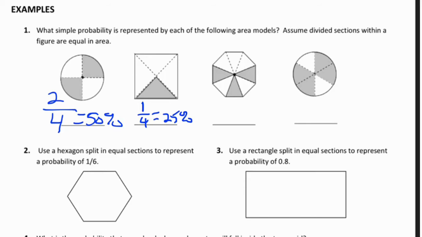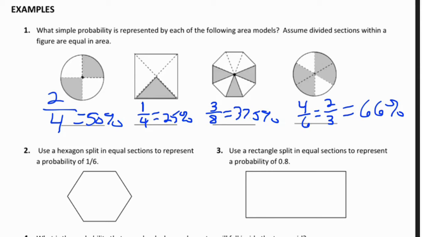Now here we have an octagon, and it has 1, 2, 3, 4, 5, 6, 7, 8 equal sections, and 3 of those are colored. So there's going to be a 3 out of 8 chance that you're going to hit one of the shaded areas. 3/8 as a decimal is 37.5%. And then lastly, we're given another circle divided into 1, 2, 3, 4, 5, 6 different pieces, and 4 of those are shaded. So 4/6 is going to reduce to 2/3, which is about 66%. So that's a 66% chance, or a visualization of 66%.